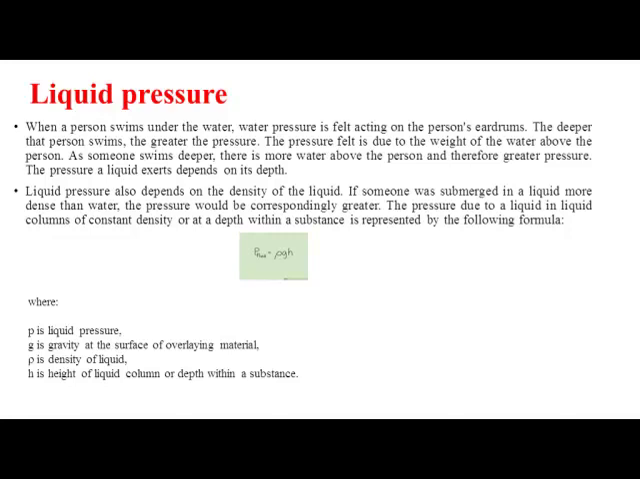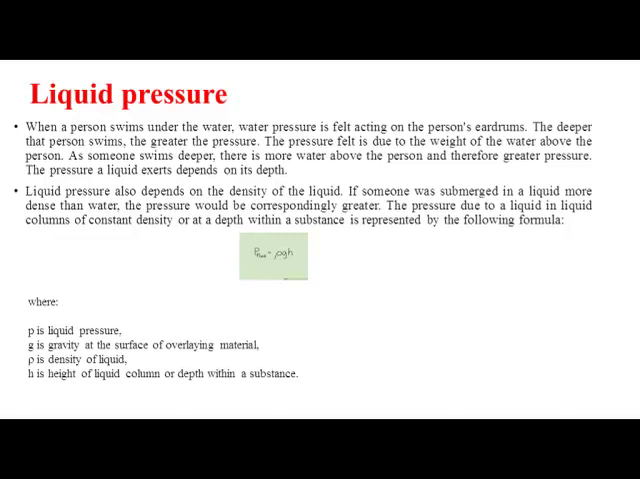When a person swims under the water, water pressure is felt acting on the person's eardrums. The deeper that person swims, the greater is the pressure. Because when someone is swimming, there is a pressure of water on them, that is liquid pressure. The pressure felt is due to the weight of the water above the person. As someone swims deeper, there is more water above the person and therefore greater pressure.